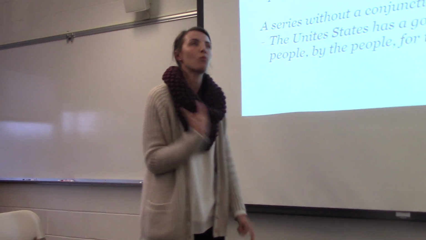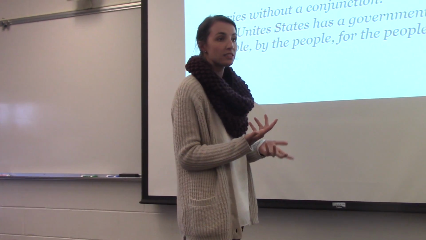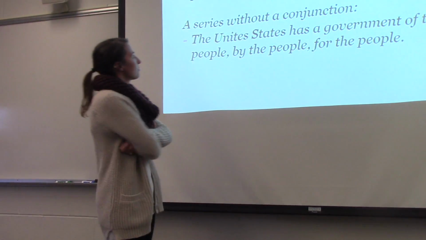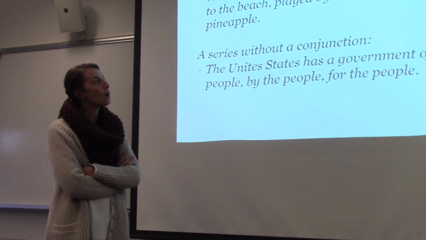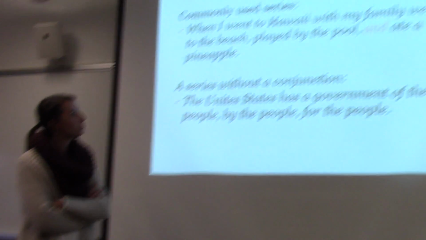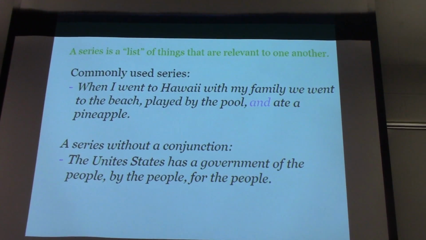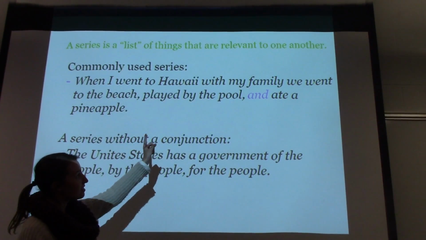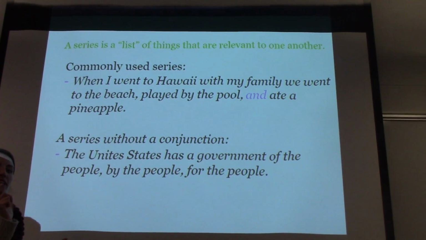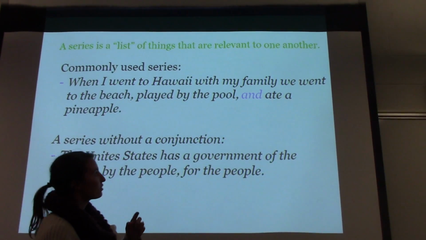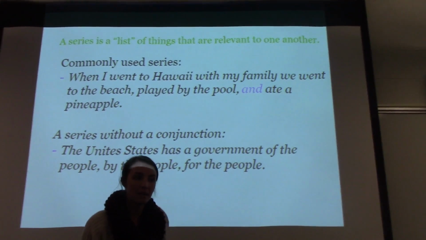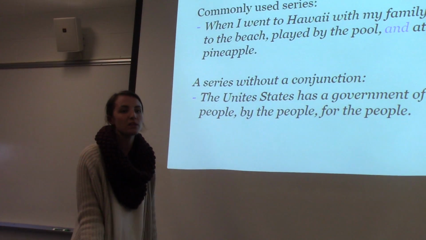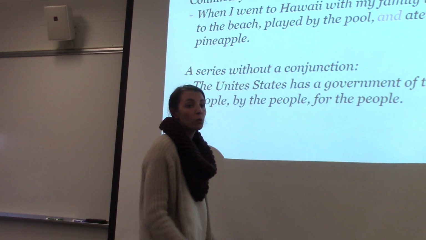So a common way that we usually see series used in our sentences, or even the way that we talk with one another, is like this first example. When I went to Hawaii with my family, we went to the beach, played by the pool, and ate a pineapple. And what's most common about that is the last 2 items in our series are connected by a conjunction. And that's usually the word and, or sometimes it's the word or.